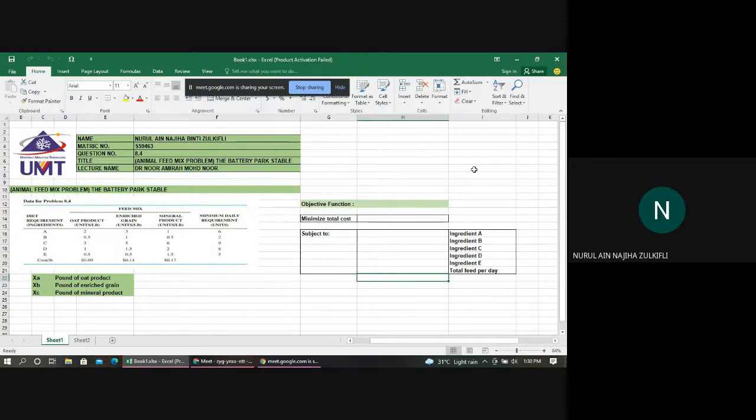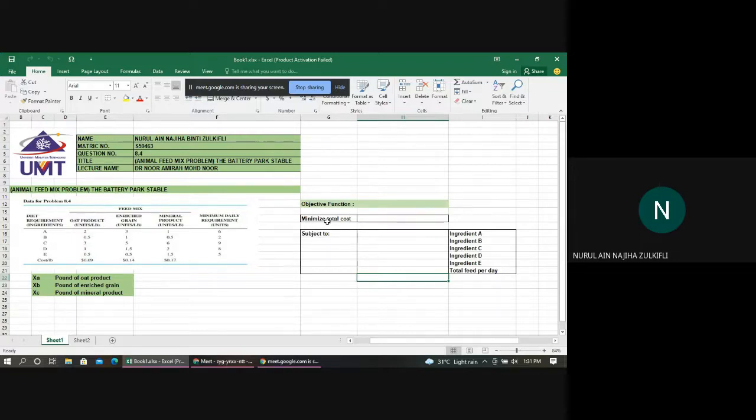S59463. So the question that I choose is 8.4, animal feed mix problem, the battery park stable. So this is the data for problem 8.4. There is diet requirement, feed mix and minimum daily requirement. So the decision variable is XA for pound of oat product, XB for pound of enriched grain, and XC for mineral product. Before we start to use the solver, we need to know the objective function for this problem.